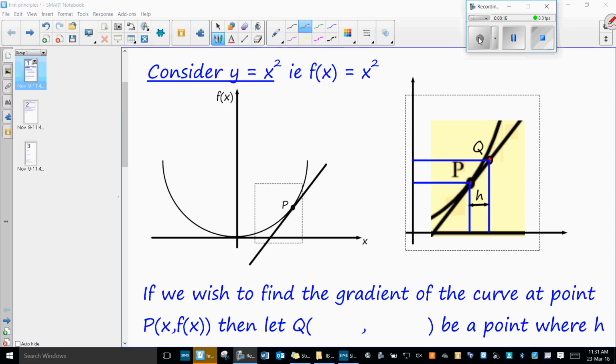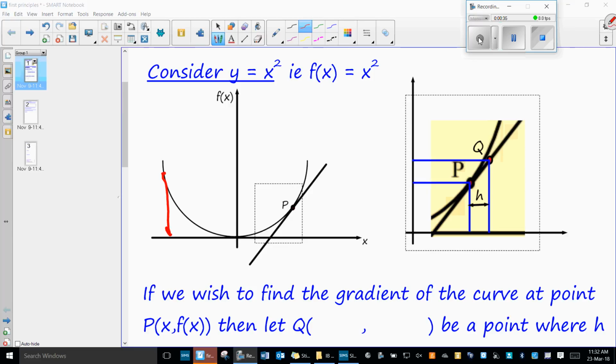We've got y equals x squared, so we know it's a parabola. We can see from the parabola that the gradient of it is changing. As the value of x changes, the gradient changes. So if I were to look at this point here, it would have this corresponding value of x.